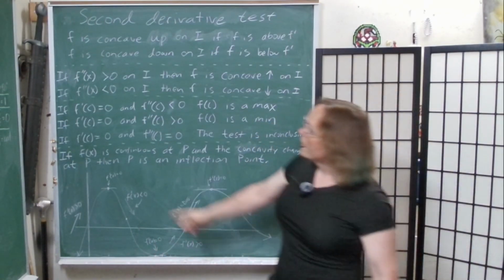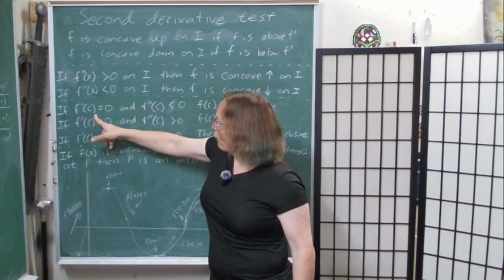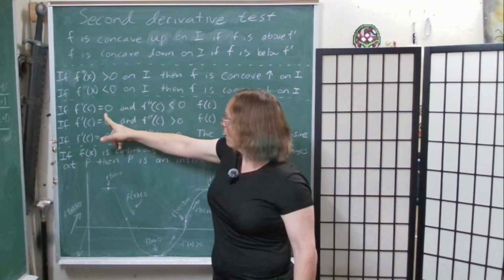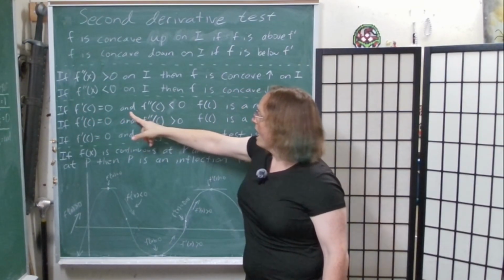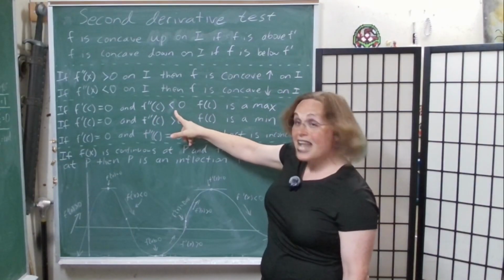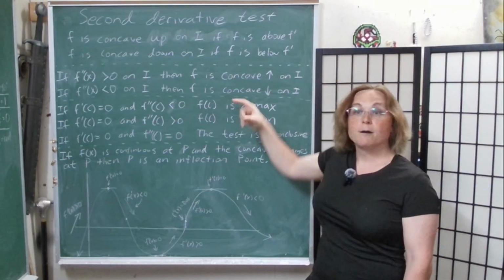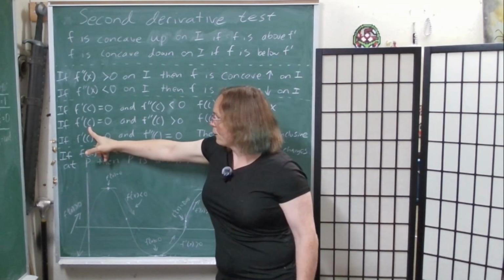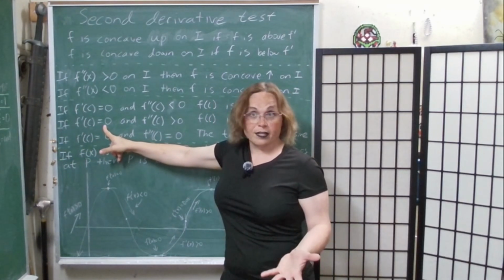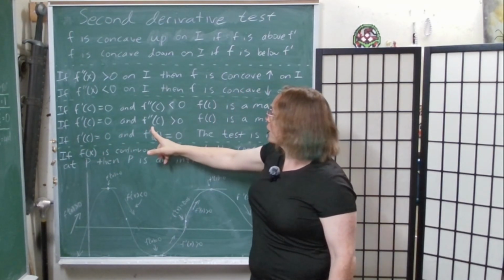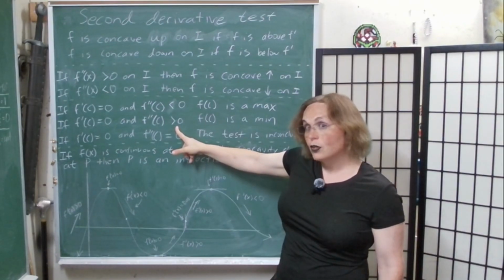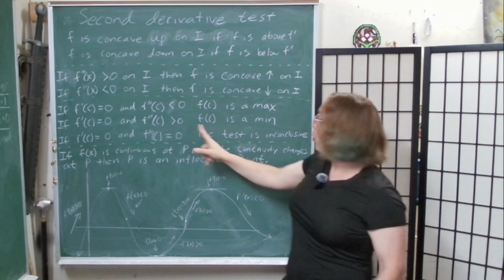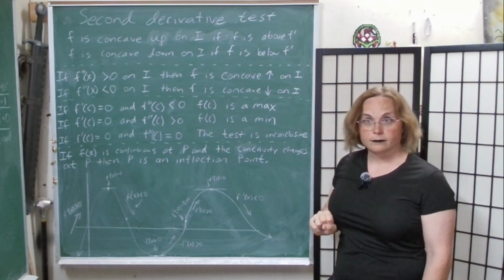So therefore, if the first derivative is 0, we can take the second derivative, and if the second derivative is negative, we have a maximum because we're concave down. And then if we take the first derivative, we get 0, so we're at a critical point, and the second derivative is positive, so therefore we know we're concave up, we know we're at a minimum.